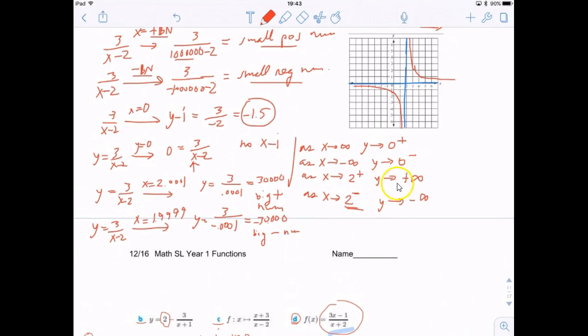Just one more note. The way you annotate that is when x approaches 2 from the right side, I would look here, that's 2.0001. What does that look like? It's 3 divided by 0.0001, which is a positive big number, also known as positive infinity. When you approach 2 from the left, like at x equals 1.9999, what do you get? You get 3 over negative 0.0001, which is equal to negative 30,000, which is a negative big number, also known as negative infinity. So that's how you note that.